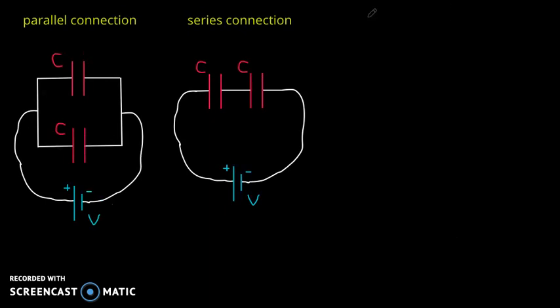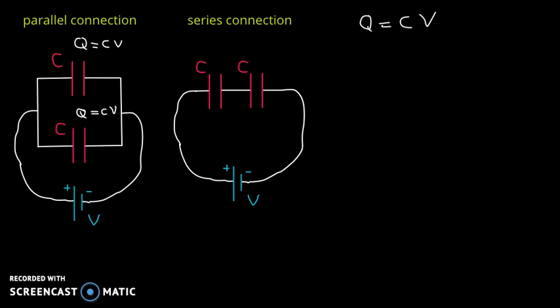In general, for any given capacitor, charge is equal to capacitance times voltage across the terminals of the capacitor. So on the parallel connection, each capacitor has voltage V across its terminals. So we have C times V stored in each capacitor in this case. So Q equals C times V for each of these.